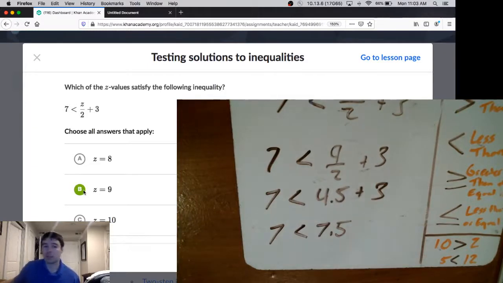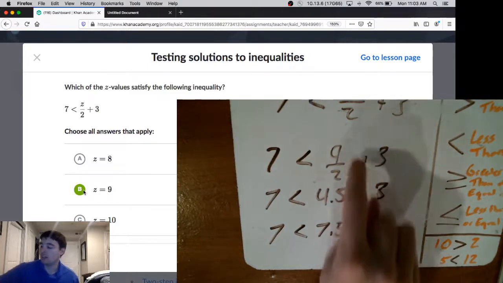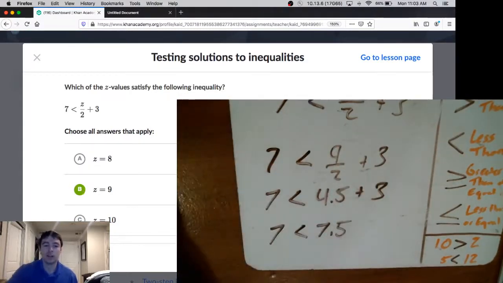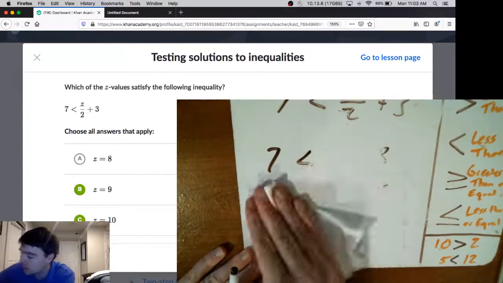I'm also going to make a prediction here, because when I made z 8, it made these two exactly equal. When I made 9, now this side was bigger. If I make z 10, it's going to make this side even larger. So I know that z equals 10 is also going to work. If I wasn't positive, I could plug that in and check.